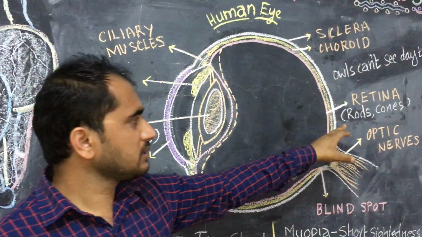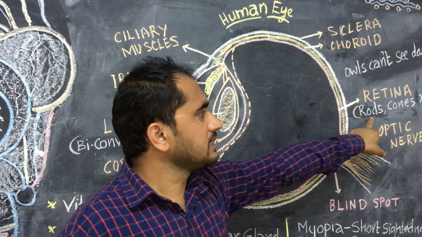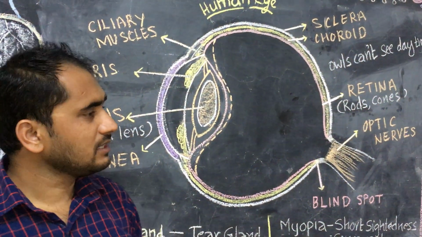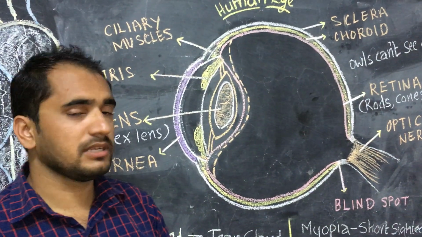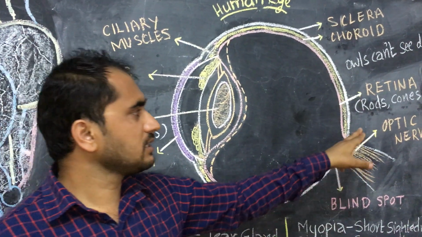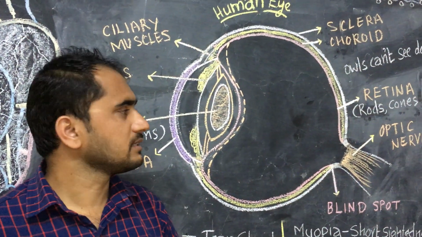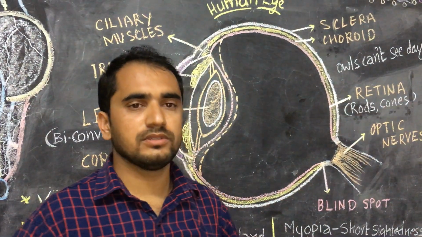There are mainly two types of cells present in the retina. First are rods and second are cones. Rods are the nerve cells present on the retina which are sensitive to dim light. It is asked in many exams which cells present on the retina are responsible for dim light, that are rods. And the second type of cells present in the retina is the cones.